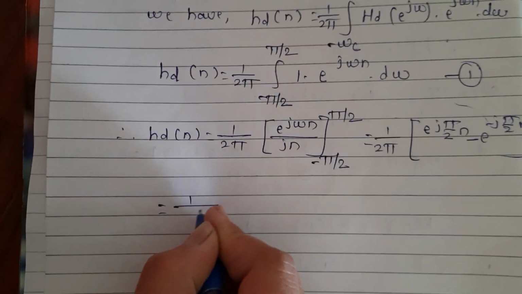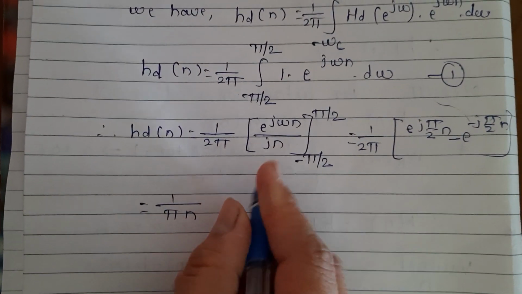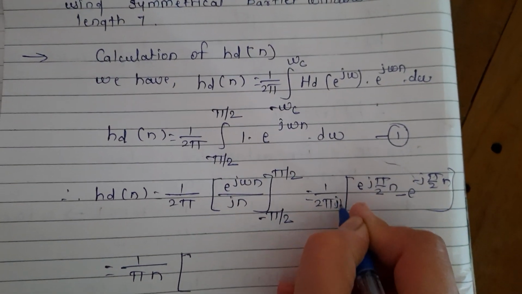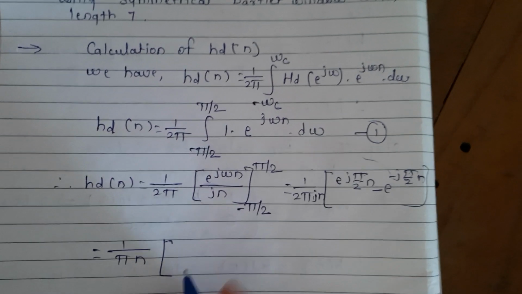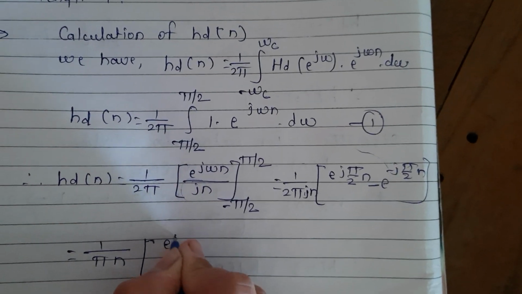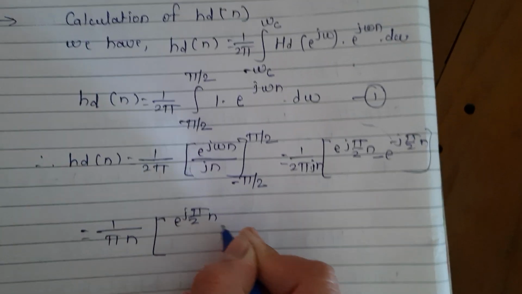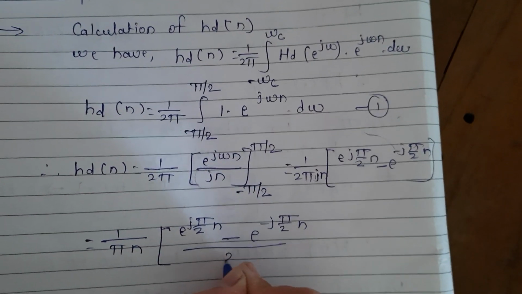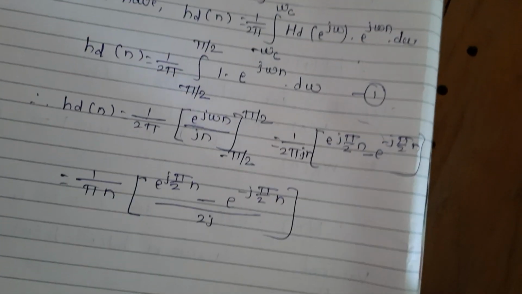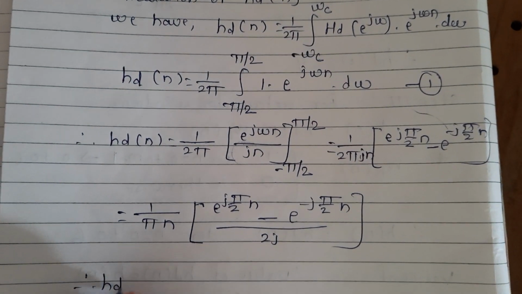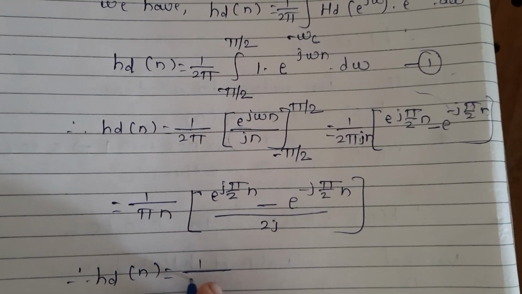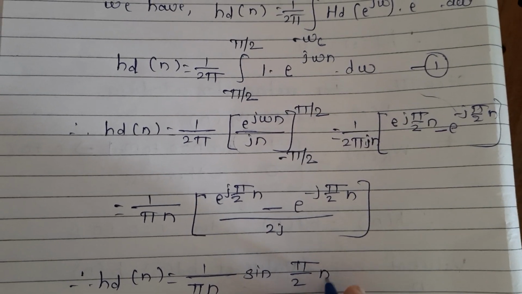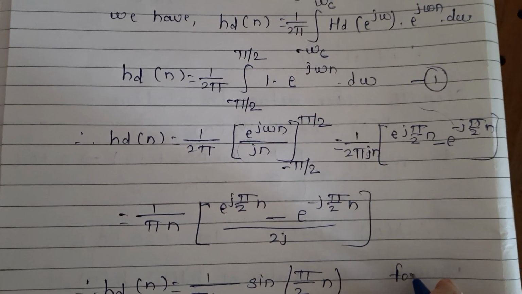So it is 1 by pi n, it is jn. Okay, here is jn. So it is 1 by 2j, e raised to j pi by 2 n minus e raised to minus j pi by 2 n, divided by 2j. So therefore hd of n is equal to 1 by pi n sine of pi by 2 n for n not equal to 0.